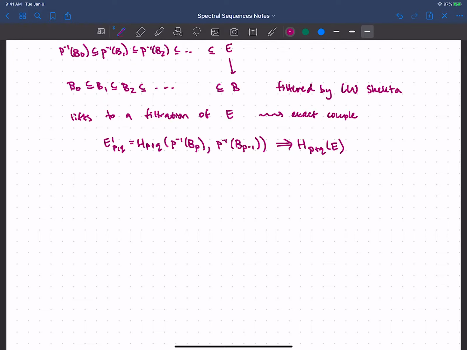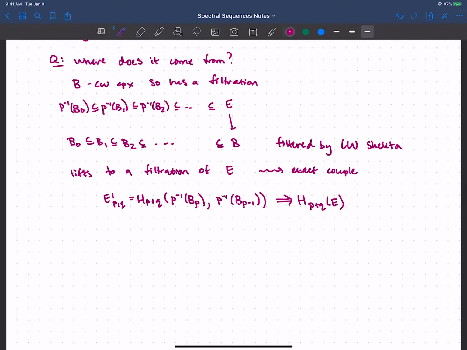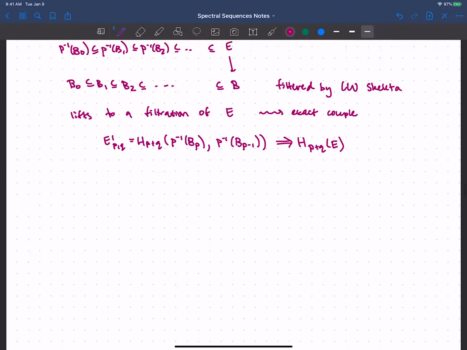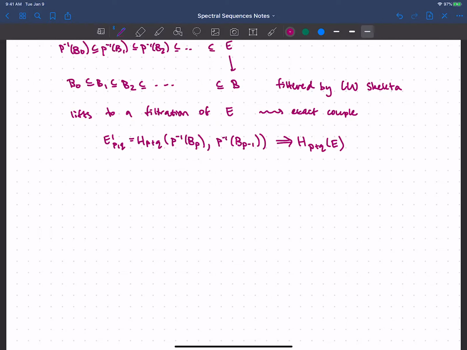Okay, so this doesn't look like the Serre spectral sequence. If I go back up, remember the Serre spectral sequence said something about the E2 page, and it does not look like anything coming from a filtration of E. It just says take the homology of the base with coefficients in the homology of the fiber. So what's going on here? Well, really, the magic of this situation is finding a nice description of the E2 term from this E1 term.